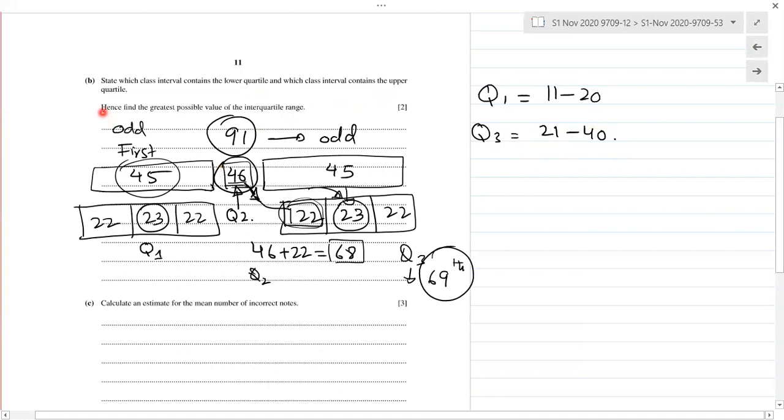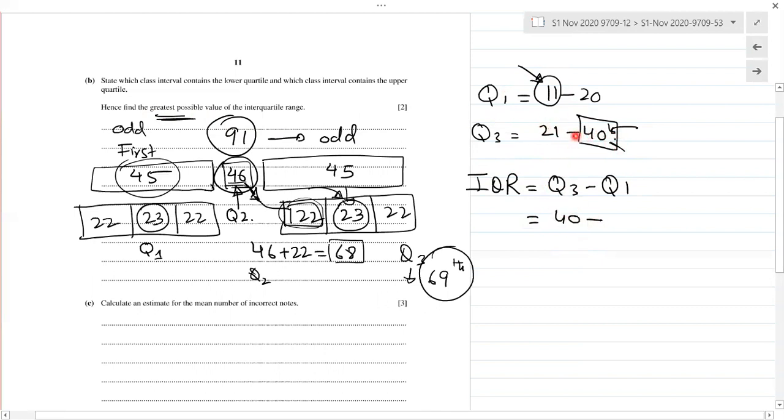Now it's asking us to hence find the greatest possible value of the interquartile range. The interquartile range greatest value will be if we have one value on the extreme value of the upper quartile and we have an extreme value on the lower quartile. That's going to give us the greatest possible difference between the two values, because IQR is Q3 minus Q1. If you need the greatest possible difference, you look for the maximum, the highest over here, which is 40, in this class interval. You look for the minimum in which Q1 lies.